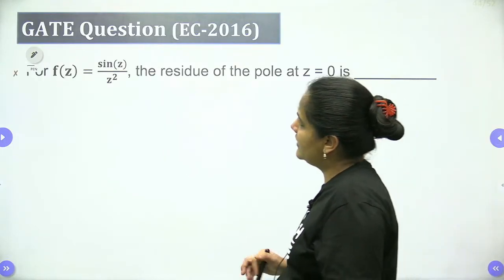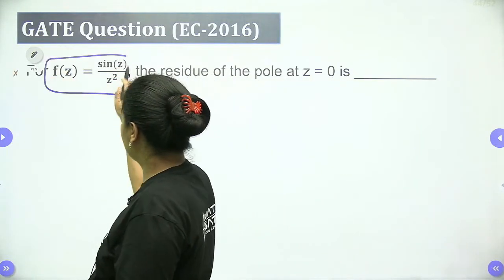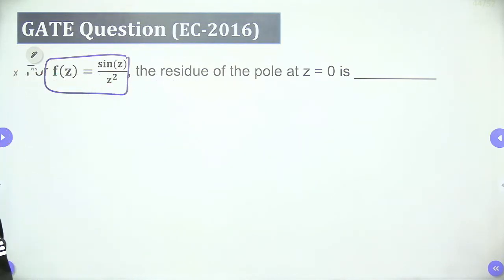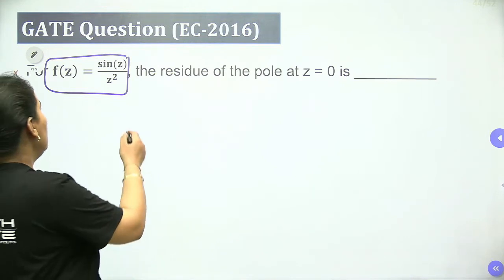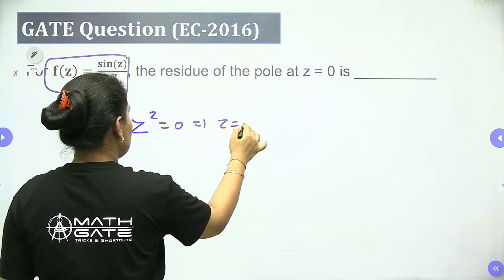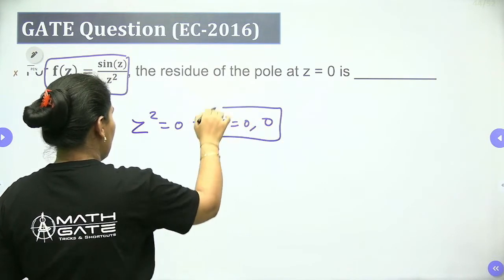Now let's come to this one, residue. Here the next question is f(z) equals sin z by z square, the residue of the pole at z equals 0. So we can approach here. Can we find the residue directly from here? Yeah, directly we can find. So residue at pole. When you approach here, z square equals 0, it will be z equals 0 and 0. We are having a double pole.